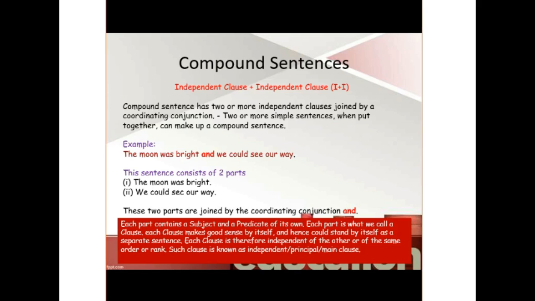Each part contains a subject and a predicate of its own. Each part is what we call a clause. Each clause makes good sense by itself and hence could stand by itself as a separate sentence. Each clause is therefore independent of the other, of the same order or rank. Such a clause is known as an independent, principal, or main clause.